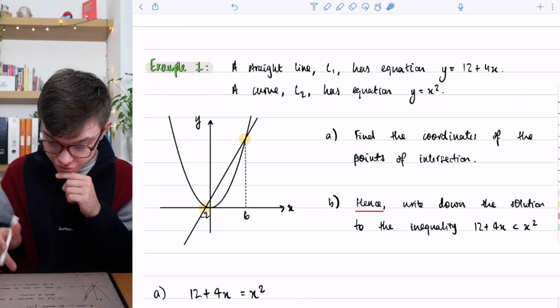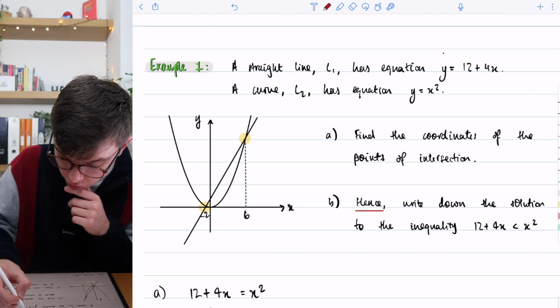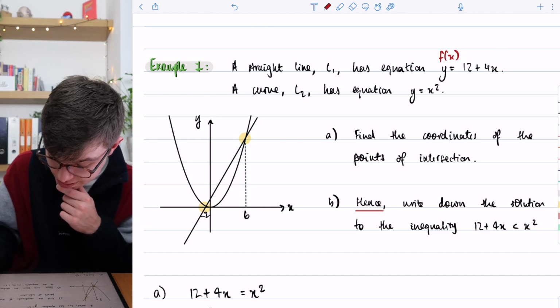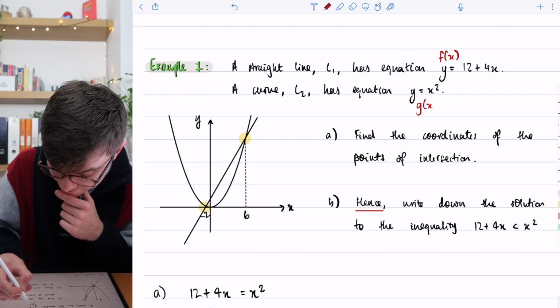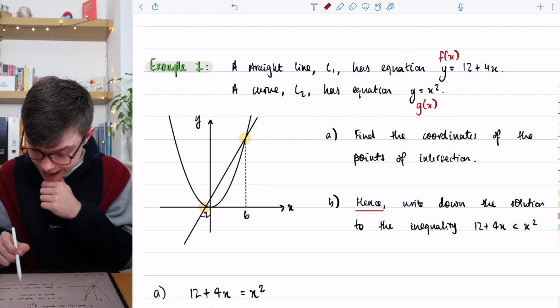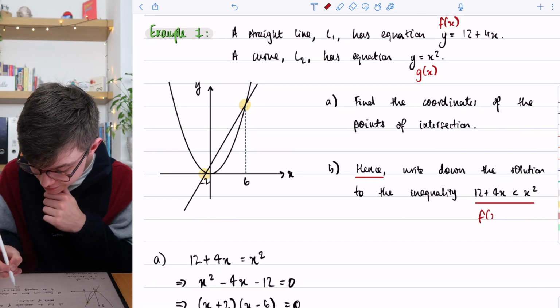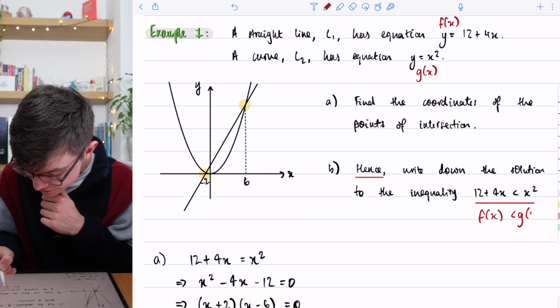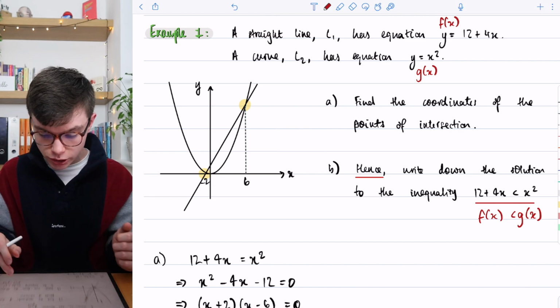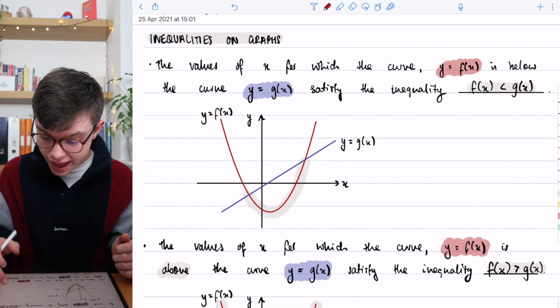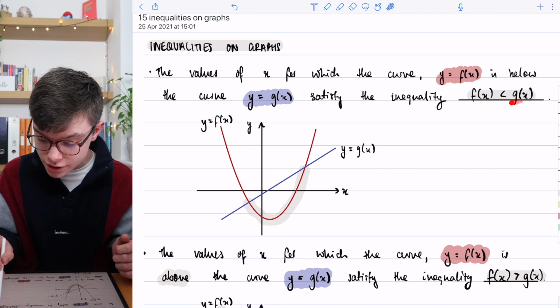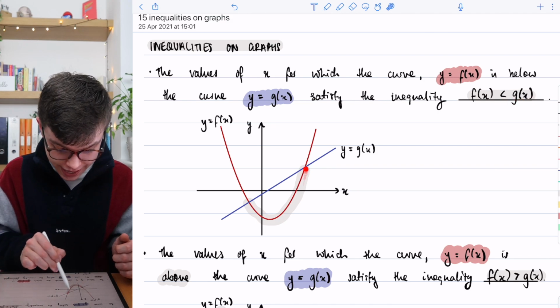Well, if we, for example, like above, call this f of x and we call that g of x, we can see here what we want is where f of x is less than g of x. Okay, and if we look back at what we had up here, f of x being less than g of x, it's a connected part here.